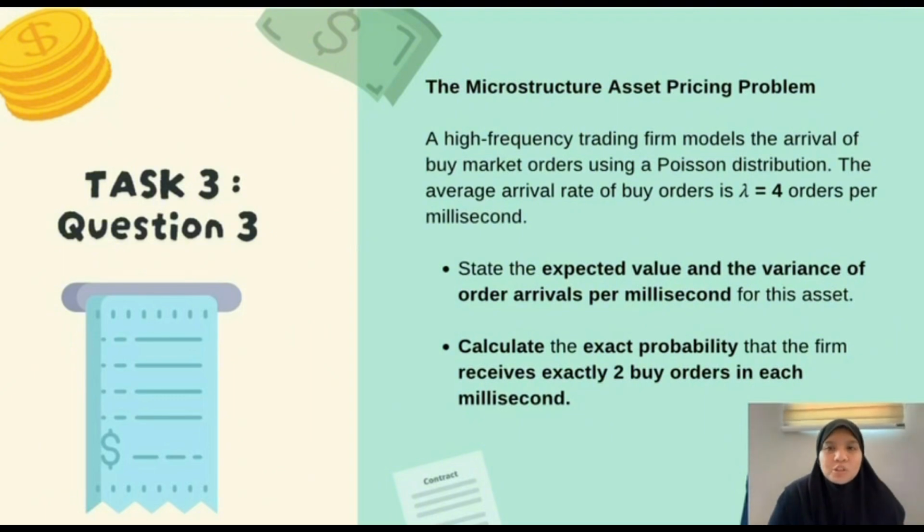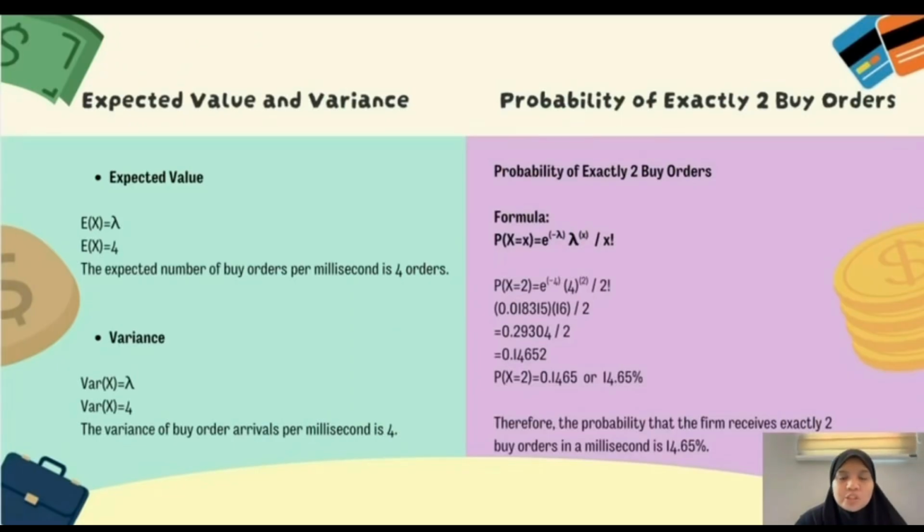Today I will explain the microstructure asset pricing problem using the Poisson distribution. In this problem, a high-frequency trading firm models the arrival of buy market orders. The average arrival rate is given as lambda equals 4 orders per millisecond. For a Poisson distribution, the expected value is equal to lambda. Since lambda is 4, the expected value is also 4. This means that, on average, the firm expects to receive 4 buy orders in every millisecond.